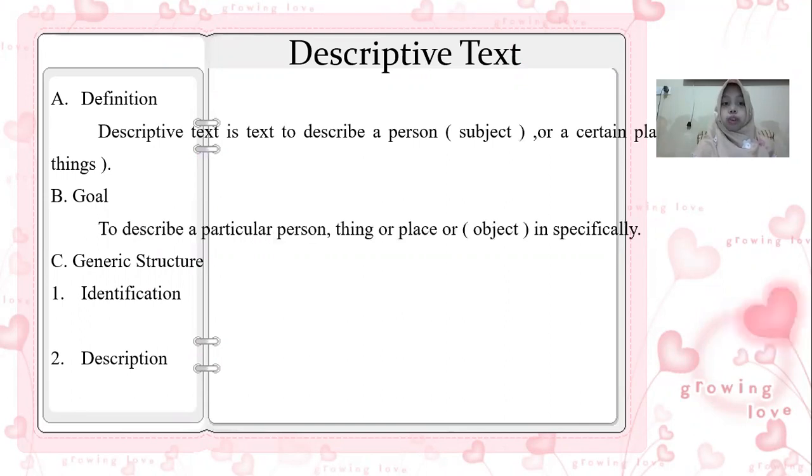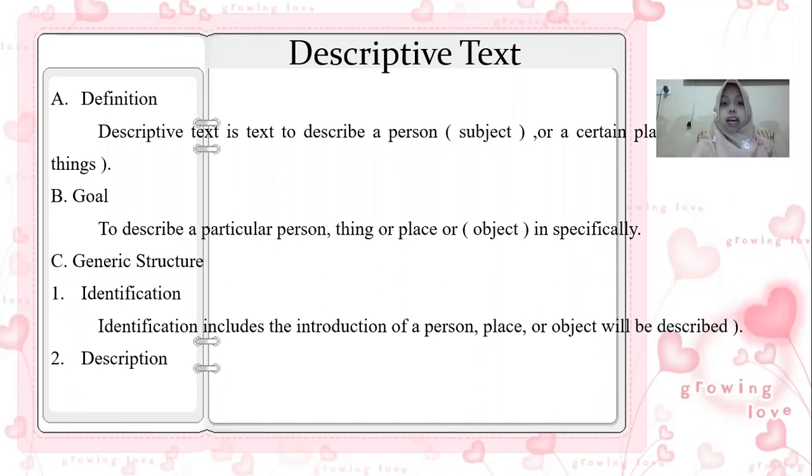Second is goal. The goal of descriptive text is to describe a particular person, thing, or place or object specifically. So the goal is similar with the definition. See the generic structure. What are they? The first is identification. What is that? Identification is the introduction of a person, place, or object that will be described.